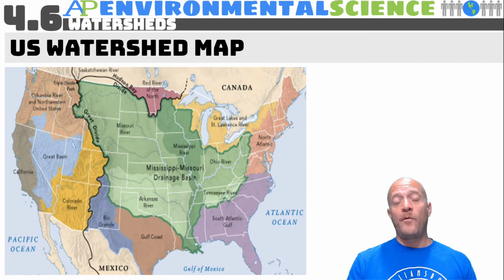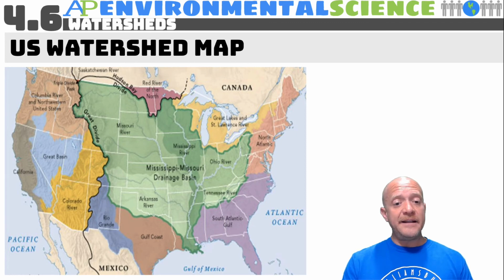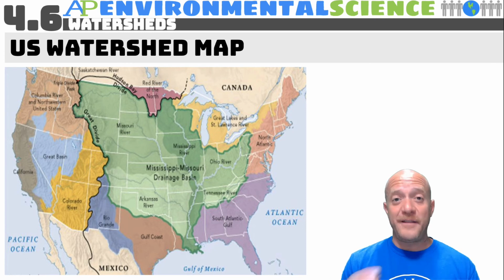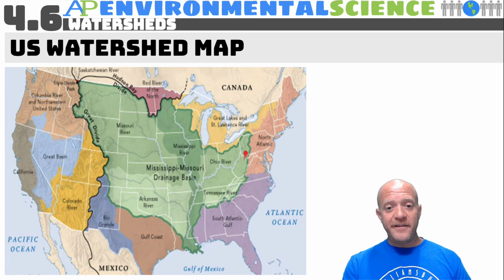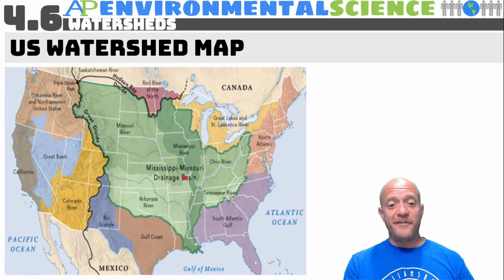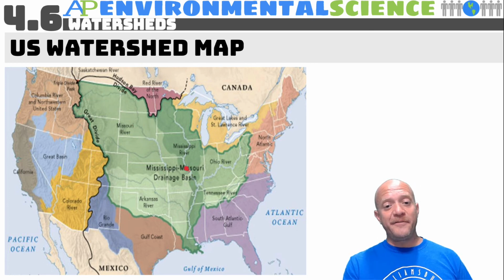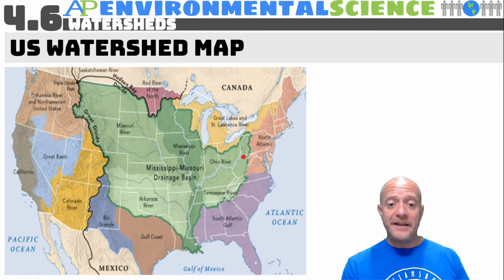Now here's a map of the watersheds in the United States. And I just want to point out that there are watersheds within watersheds. So we have right here the Ohio River. We have right here the Missouri River. And in fact, the Missouri River is just slightly shorter than the Mississippi River. But the Mississippi River is considered the largest river in the United States because the Missouri River flows into it. But literally they're neck and neck for size. But this is considered the Mississippi-Missouri drainage basin, even though the Ohio River is another major river in the United States.